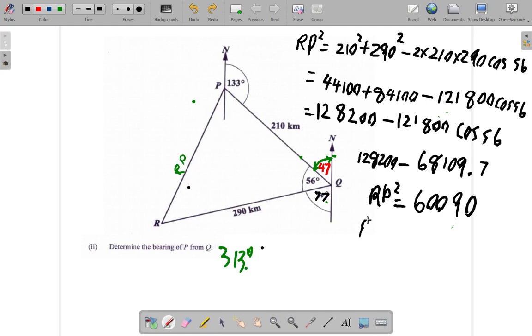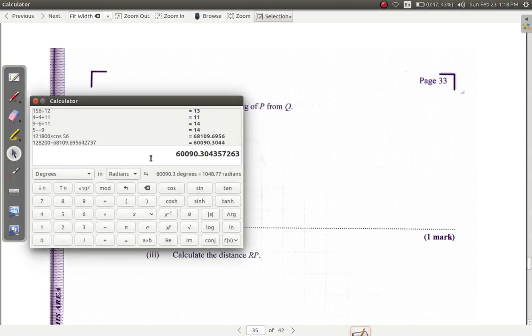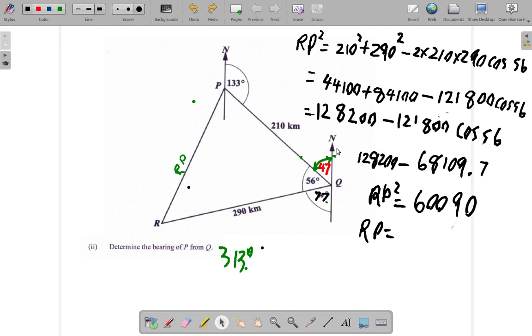All right. RP will have to be the square root of 690. So the square root of this equals 245.1. In this case it is kilometers. 245.1 kilometers. All right. So that's what I have here.